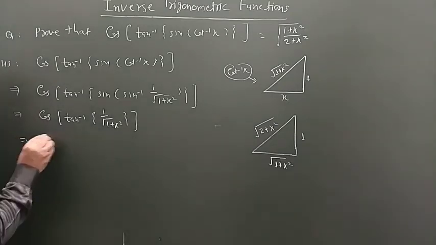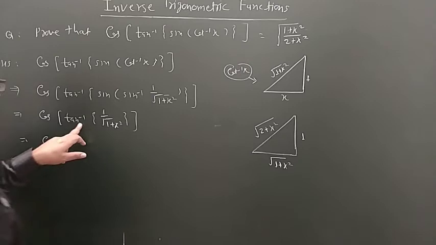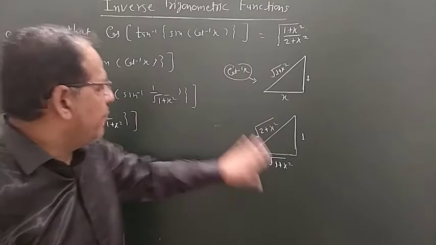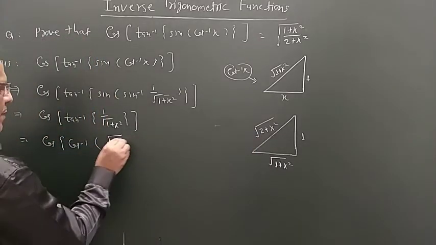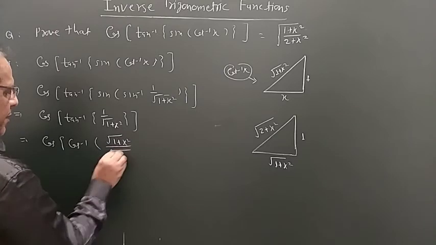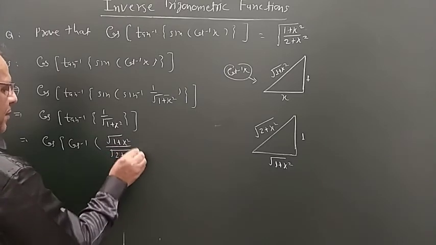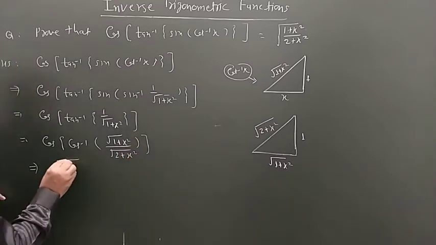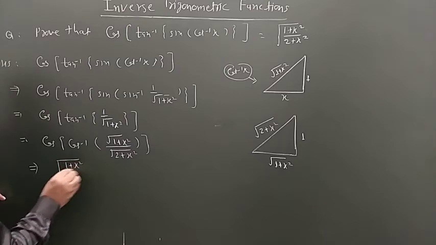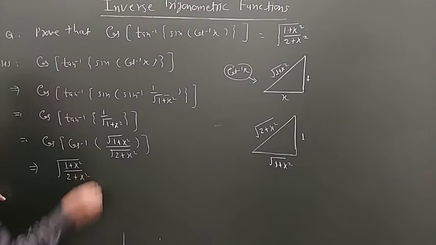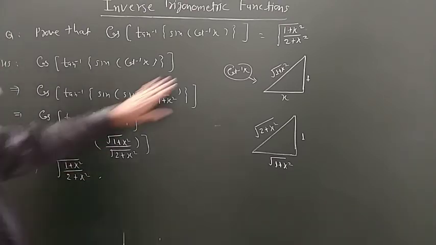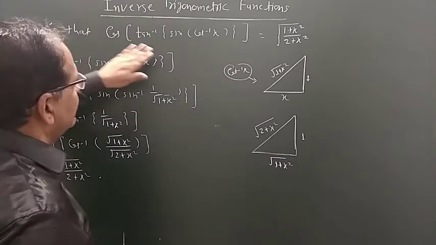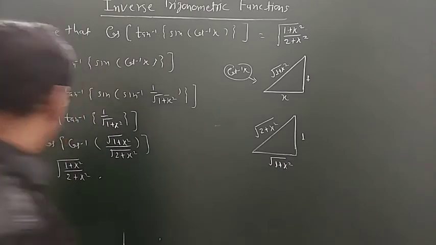So in the next step this becomes cos, and now this tan inverse converts into cos inverse. So cos inverse base upon hypotenuse, that means under root of 1 plus x square upon under root of 2 plus x square. This is the right hand side. So if we use the figure method, this type of question will be easy to solve.